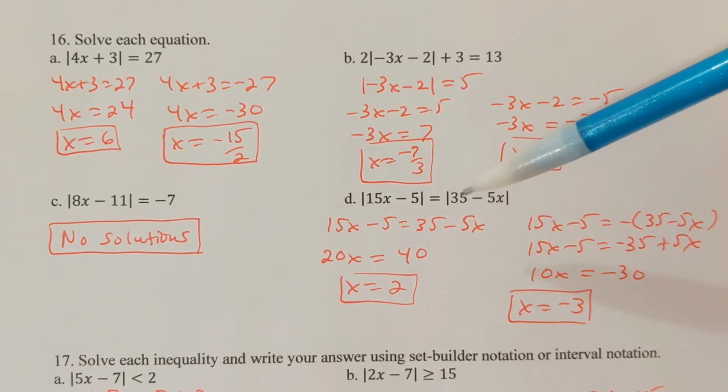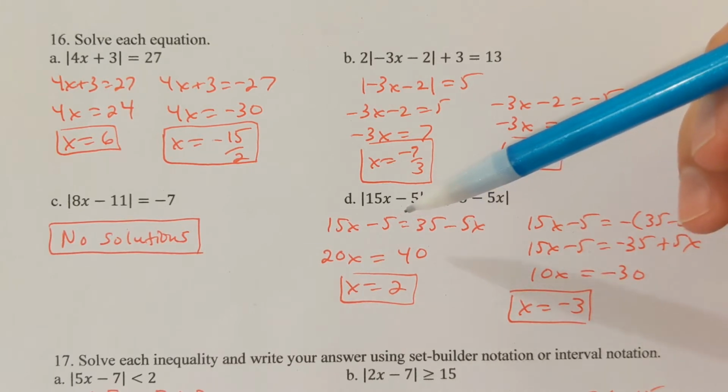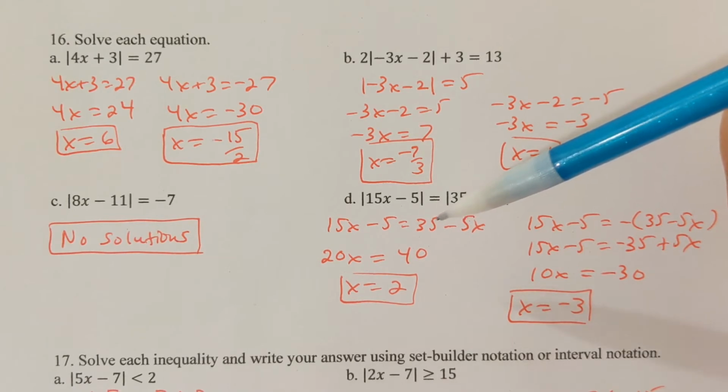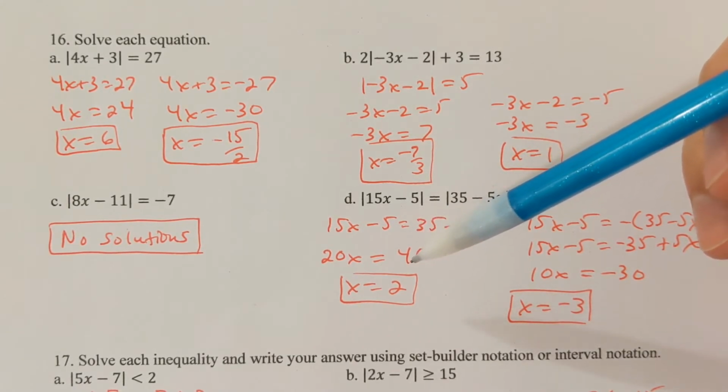Part D, the absolute value of 15x minus 5 equals the absolute value of 35 minus 5x. Okay, so 15x minus 5 equals 35 minus 5x. Add 5x to both sides, subtract 5 from both sides. Add 5 to both sides. And we get 20x equals 40. X equals 2.